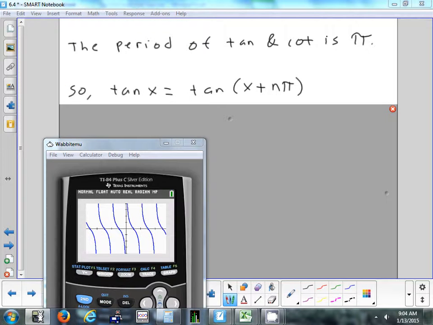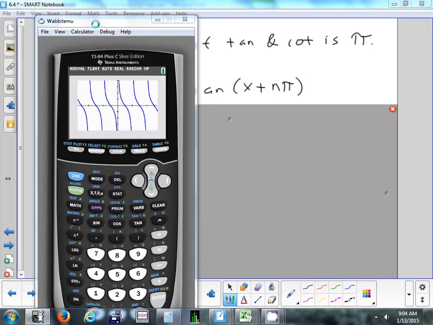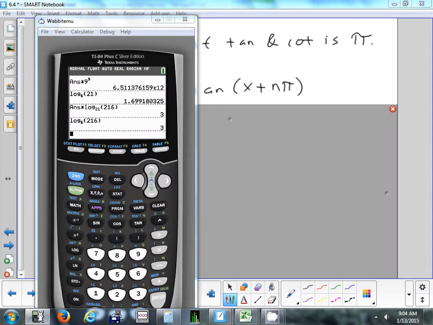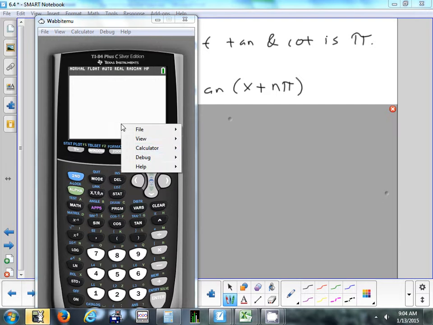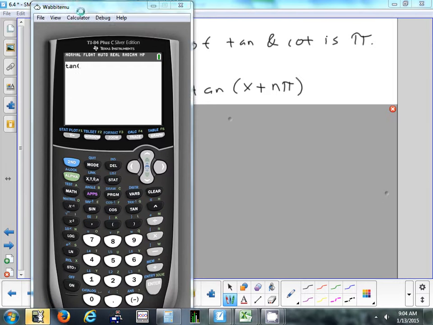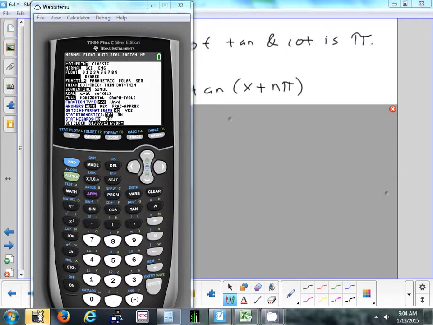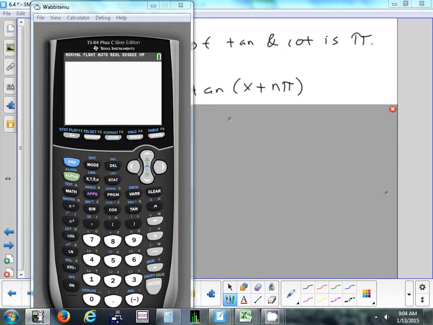Right, so let me do it in degrees. I'll take the tangent of 10 degrees, and let me switch over to degrees. Okay, so it comes out to 0.176.